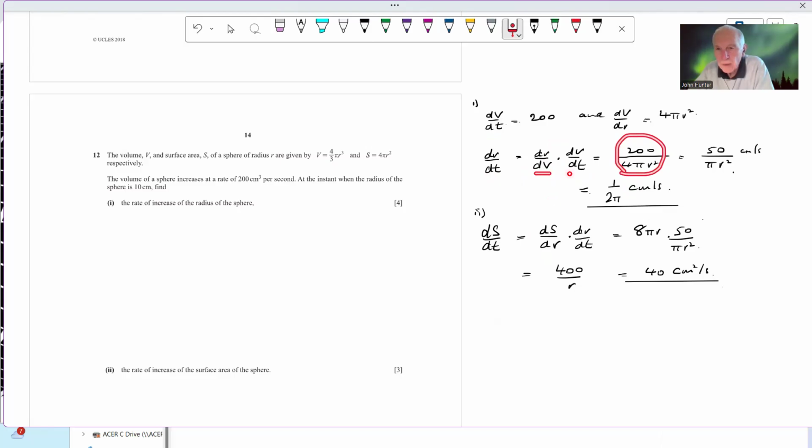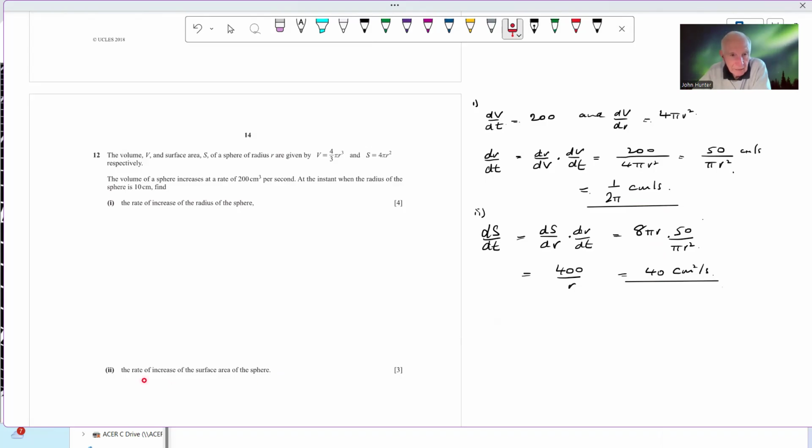That's the 200 from there and the 4 pi r squared from there, and that simplifies to that. So that is the general rule, but we're told that we want the rate of increase when the radius is 10 centimeters. So we can substitute r equals 10 in there, and we're going to get that figure.